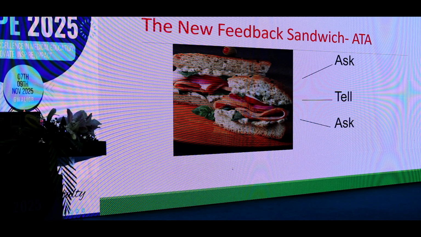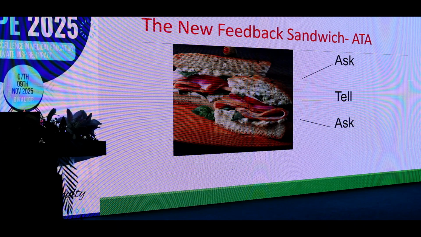So the educator or the facilitator asks the learner to tell about his assessment, and then in the second step the facilitator tells what he found was good in his performance and what can be improved, and in the last step the learner again tells what he was able to understand from the feedback and what he is going to improve from now on.